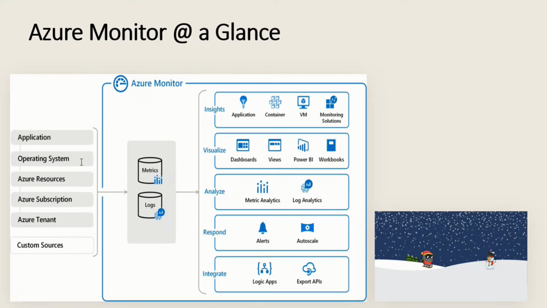Now let's see what Azure Monitor looks like at a glance. Within Azure Monitor, we have metrics and logs, which we're going to get to in just a little bit. These metrics can collect data from a variety of sources, including applications and operating systems that you have on-prem or on Azure, such as Azure resources, Azure subscriptions, or even Azure tenants. And we have the ability to also pull data from some custom sources as well.